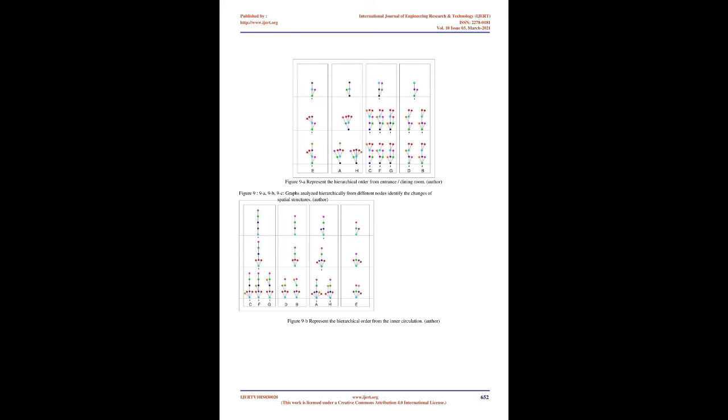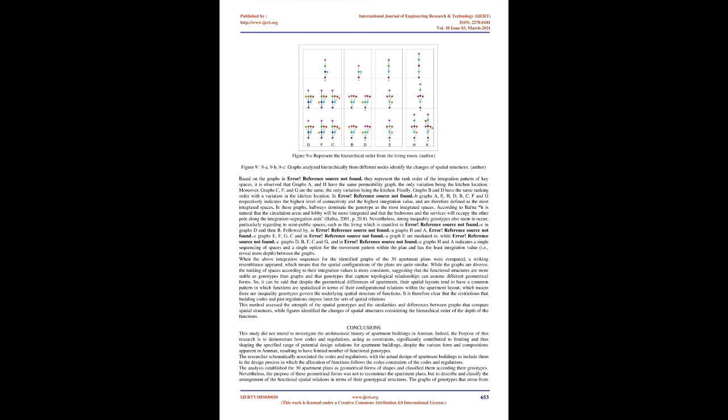According to Bafna, it is natural that the circulation areas and lobby will be more integrated and that the bedrooms and the services will occupy the other pole along the integration-segregation axis (Bafna, 2001, p. 20). Nevertheless, strong inequality genotypes also seem to occur, particularly regarding semi-public spaces, such as the living room, which is manifest in graphs C, D and then B, followed by the others.